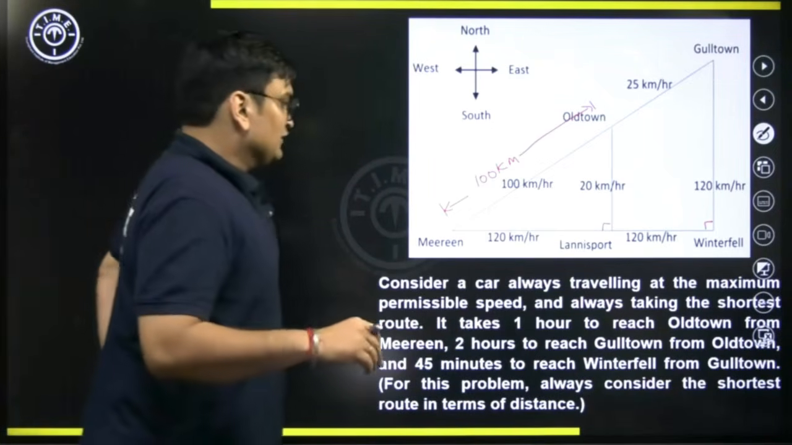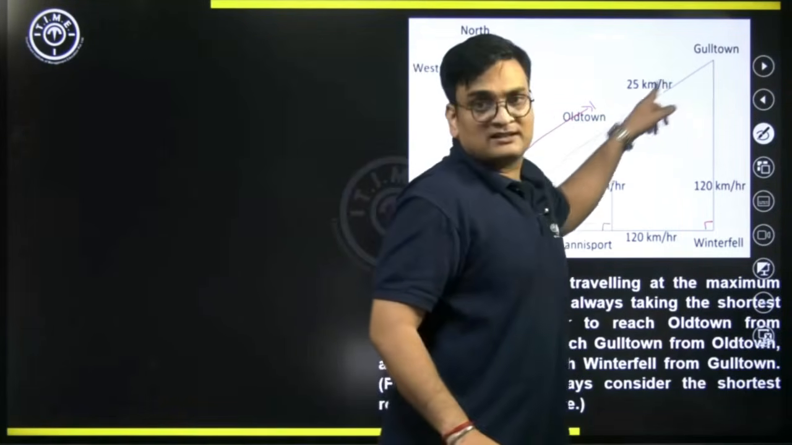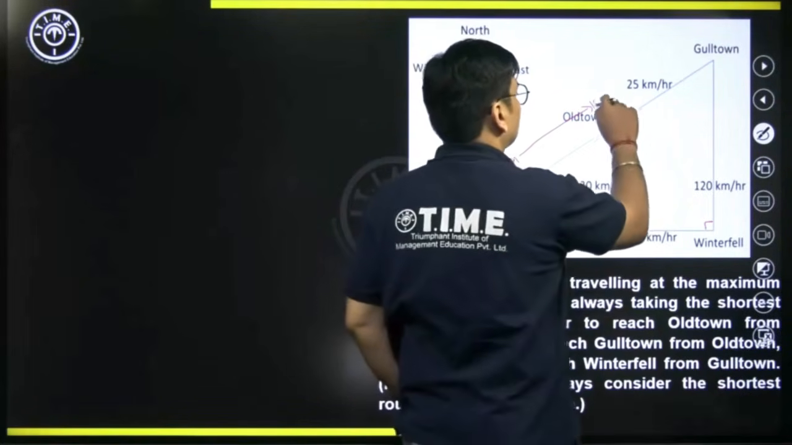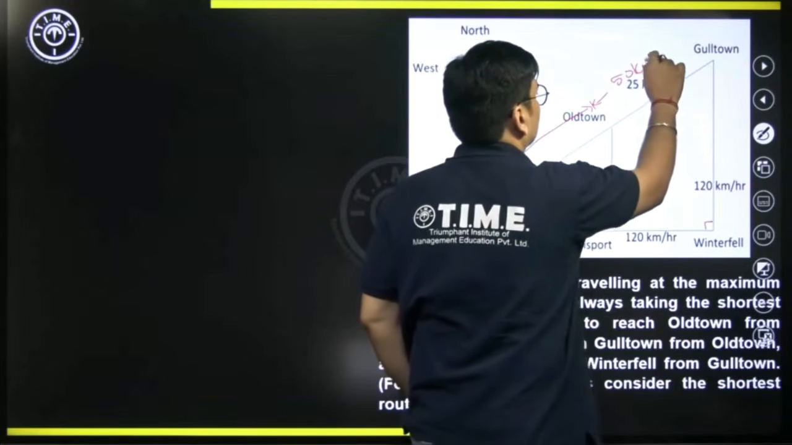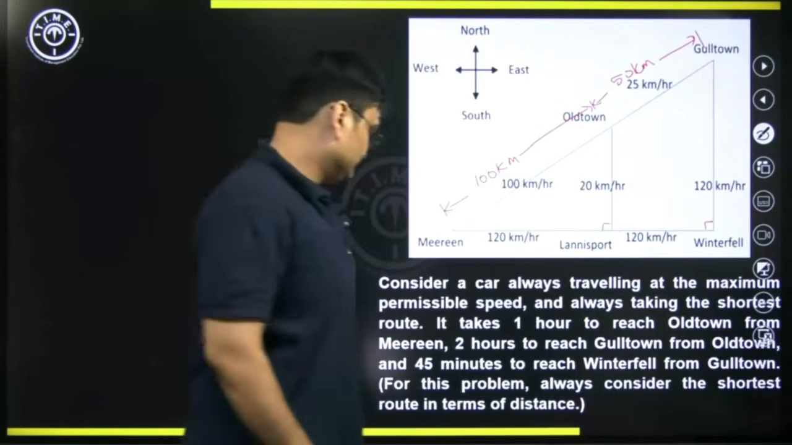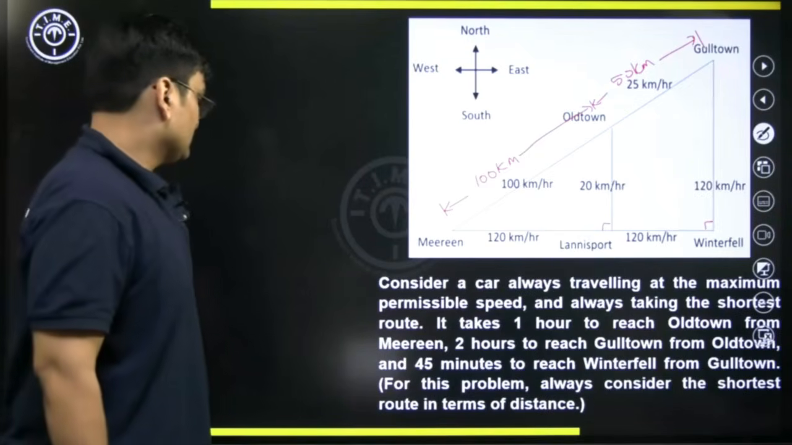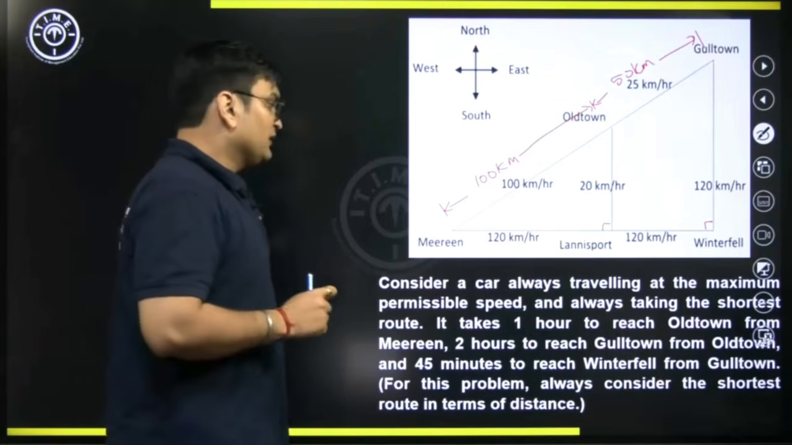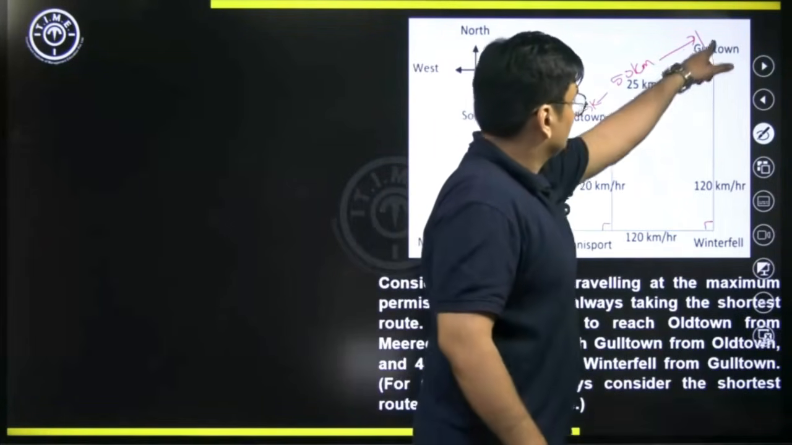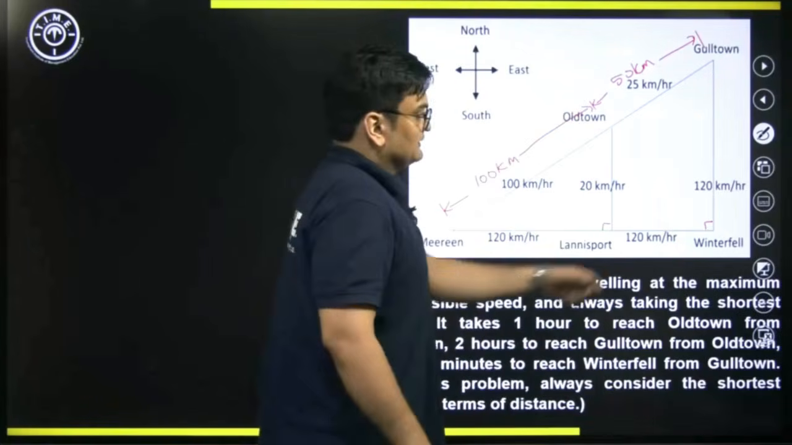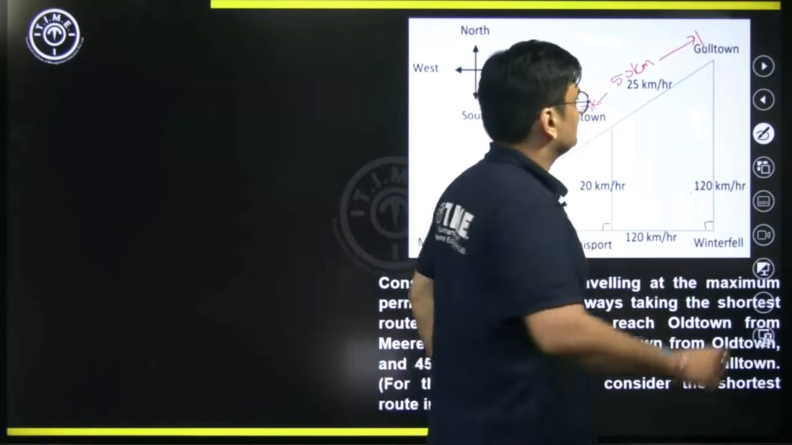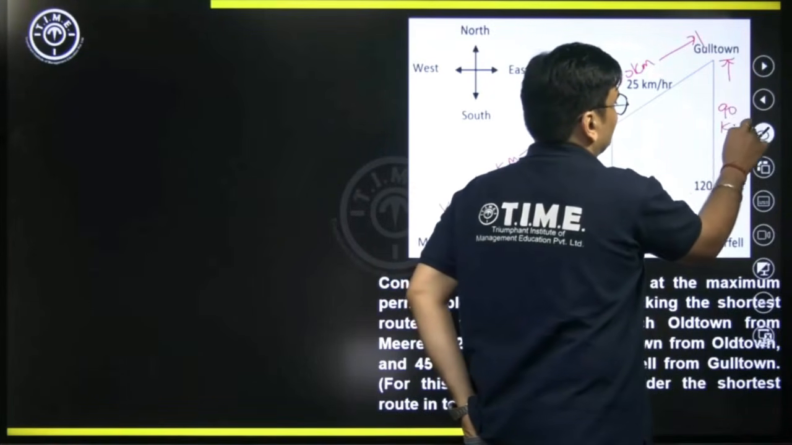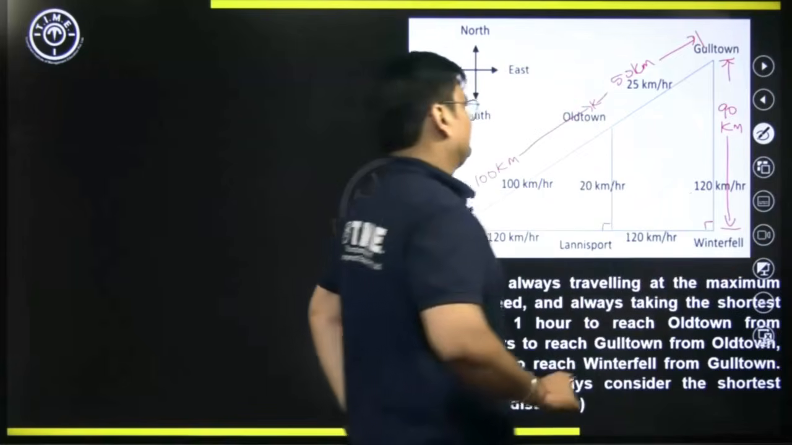2 hours to reach Gultown from Old Town. From here to here, it's 2 hours. We are traveling at maximum permissible speed, which is 25. So 25 into 2 will give us 50 kilometers. So this distance is 50, Old Town to Gultown. And 45 minutes, that is 3/4 of an hour, to reach Winterfell from Gultown. So this distance, 45 minutes, 3/4, and the speed limit is 120. Hence, this distance here will be 3/4 into 120, which is 90 kilometers.